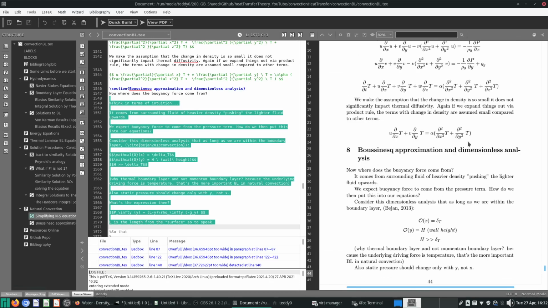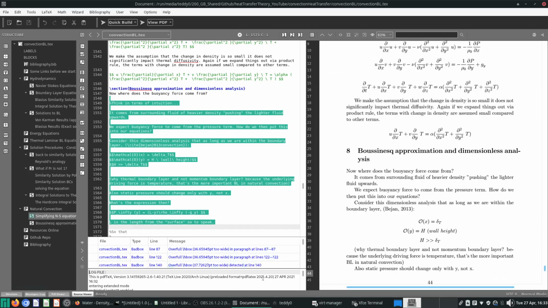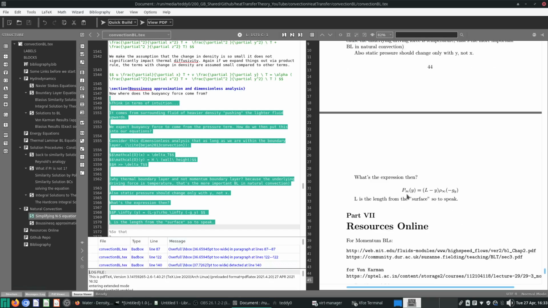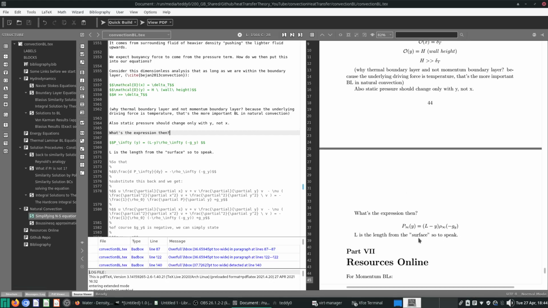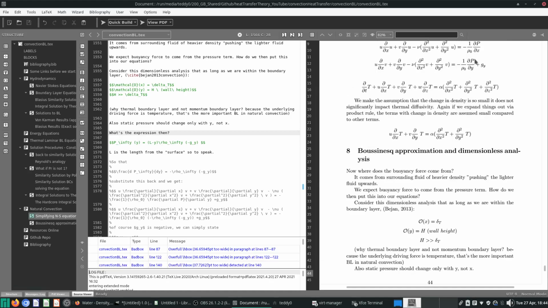The way we put density into this pressure term is by considering the following. Hydrostatic pressure equals H rho G. I already put the expression here. I think I lost track. Anyway, I wanted to get an expression for pressure in terms of density so that we can relate it.